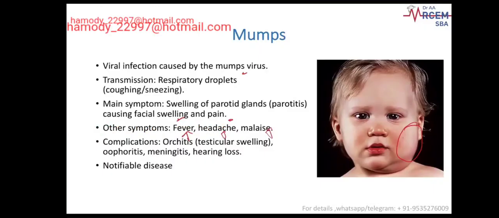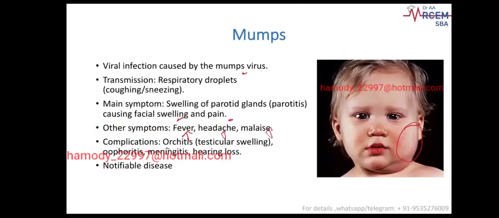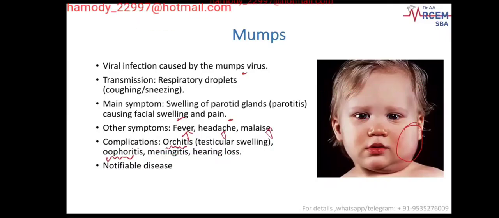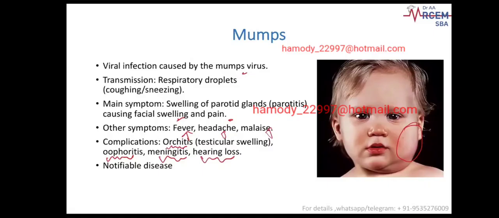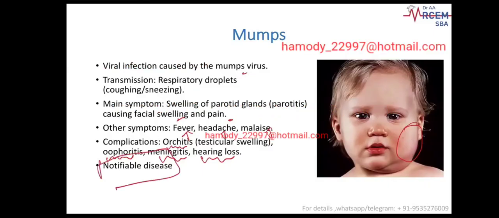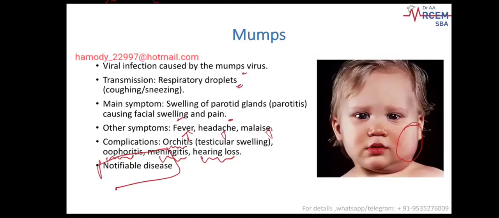Complications are important. It can cause inflammation of the testis, known as orchitis. It can cause inflammation of the ovaries, known as oophoritis. It can spread infection to the surrounding structures, resulting in meningitis and hearing loss. Remember, it is a notifiable disease. It spreads through respiratory droplets like coughing and sneezing.